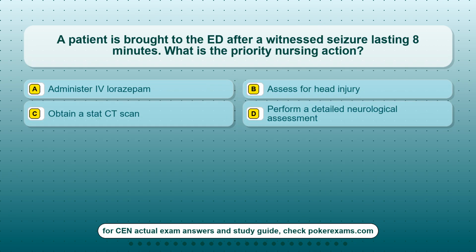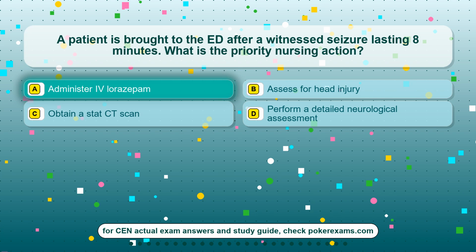Question 7. A patient is brought to the ED after a witnessed seizure lasting 8 minutes. What is the priority nursing action? Option A, administer IV lorazepam. Option B, assess for head injury. Option C, obtain a stat CT scan. Option D, perform a detailed neurological assessment.